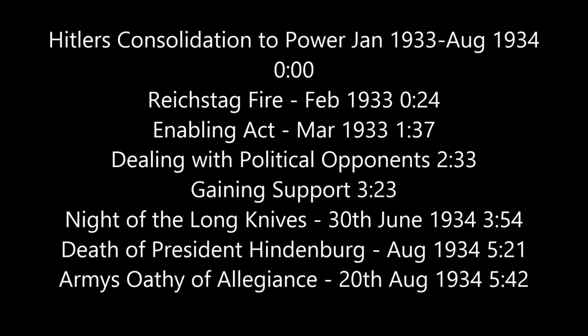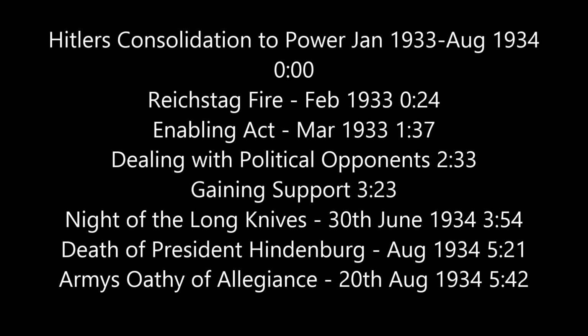Reichstag fire, February 1933. On the 27th of February, the Reichstag building was burnt down. The Nazis blamed the communists, claiming that it was part of a left-wing plot to seize power. Marinus van der Lubbe, a young Dutch communist, was arrested and found guilty of starting the fire. Hitler demanded Hindenburg take action.